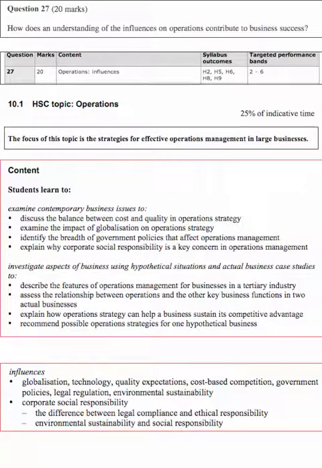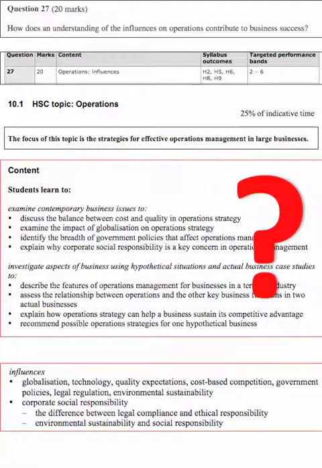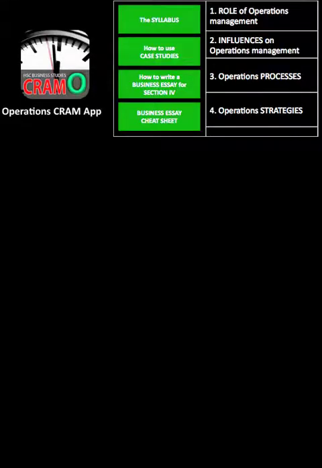But the problem is the Board of Studies put them all at the top rather than specifying where you need to look at case studies. So which case studies, which of these dot points up the top fits in influences? Which of them fits in role? Which of them fits in strategies? It doesn't tell you.